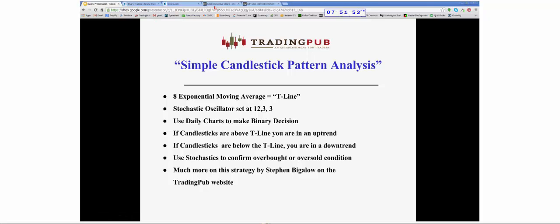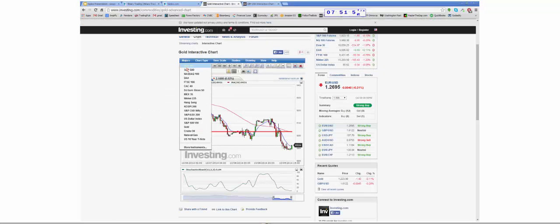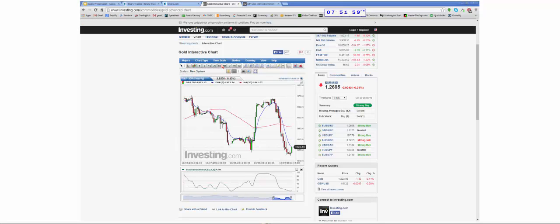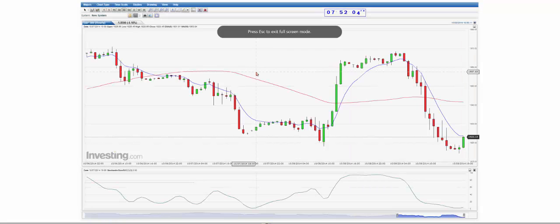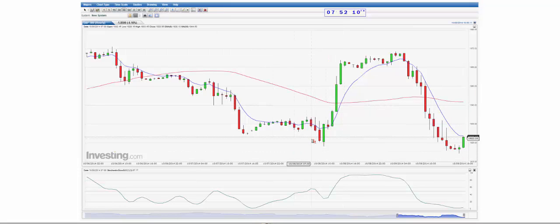So let me go to the S&P and blow this chart up. Okay, here's an hourly of the S&P. This is what happened at 2 o'clock when the FOMC minutes happened. Boom, it shot straight up. And then down, hard again.